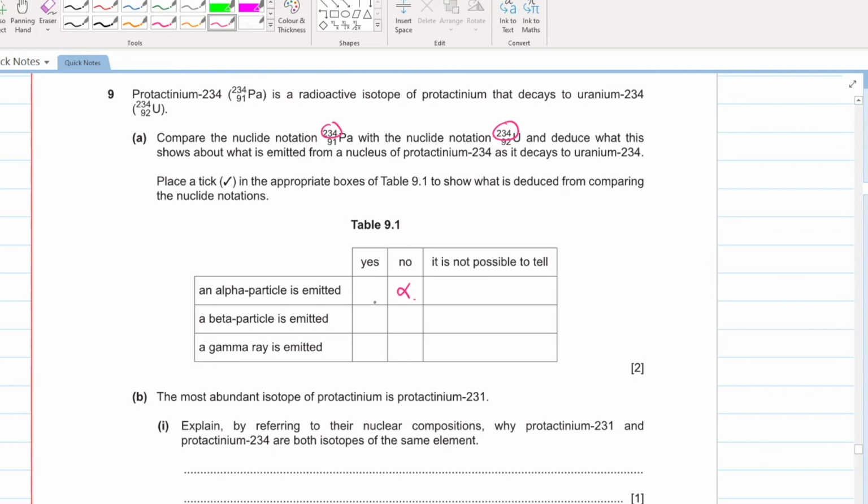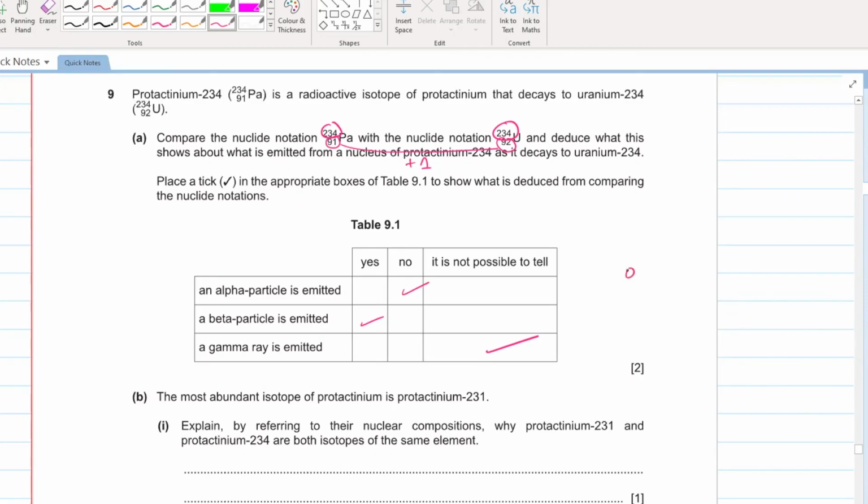Perfect. Is a beta particle emitted? Yes. Why? Because your proton number goes from 91 to 92. Your proton number is increasing by 1. Beta particle is emitted. Perfect. Is an alpha particle emitted? Is a gamma ray emitted? It is not possible to tell.